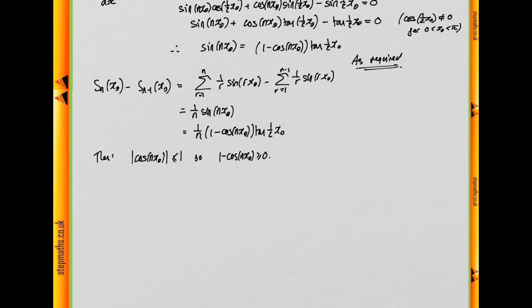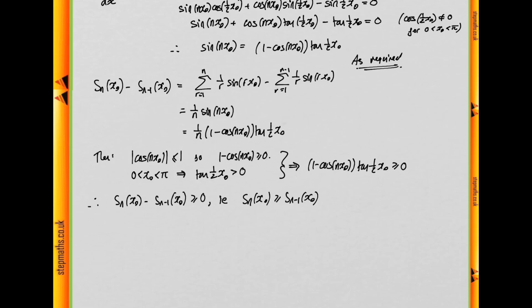Since we know that cos of nx naught is less than or equal to 1, we have 1 minus cos of nx naught is greater than or equal to 0. Since we know x naught lies between 0 and pi, we have tan of a half x naught is greater than 0. Therefore, together, this means that their product is greater than or equal to 0, and thus we have this. So we have Sn of x naught greater than or equal to Sn minus 1 of x naught, which is exactly what we wanted.